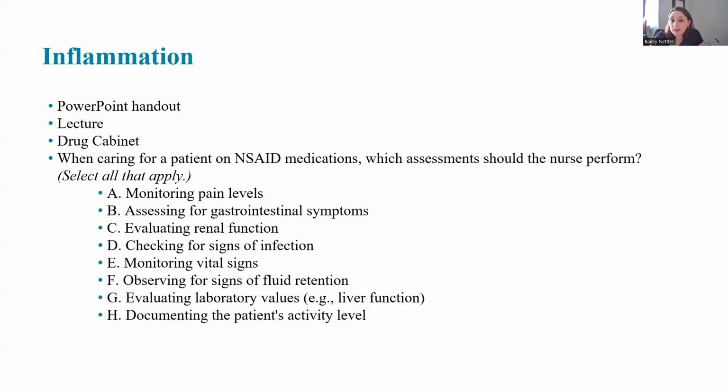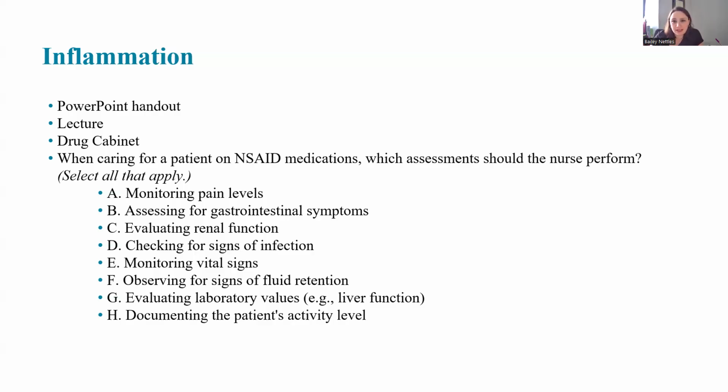We know that with corticosteroids, we definitely need to check for signs of infection, right? Monitor vital signs? No, because this doesn't affect our vital signs. Observe signs for fluid retention? Nope. Once again, that's corticosteroids, right? Evaluate lab values like liver function. If it didn't say liver function behind it, I would say yes, because we do want to monitor our renal function, right? But it says liver. No, this does not hurt your liver.